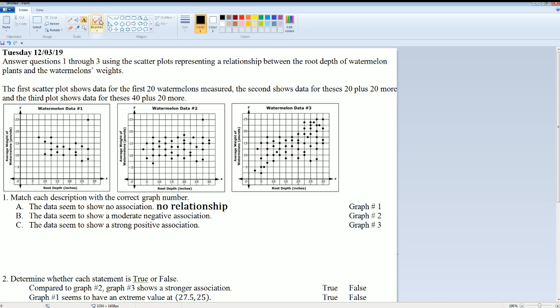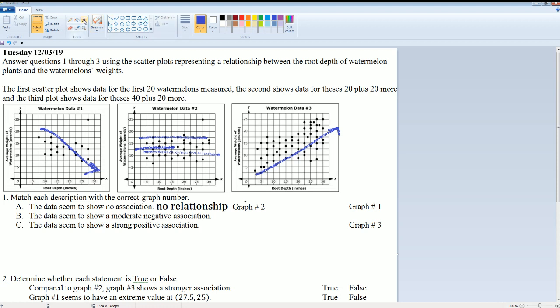So here, this looks like it's going in what direction? This one looks like it's going down. Here looks like it's going up. Here it doesn't look like it's going anywhere. It's all scattered. So we would say the no relationship would be graph 2. So graph 2 would be your no relationship.